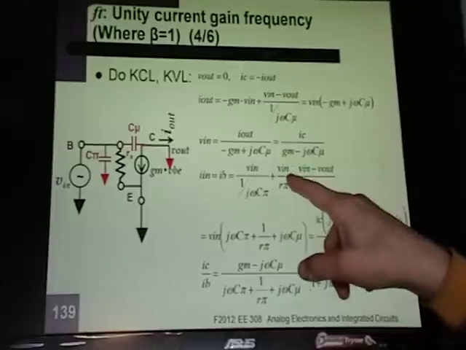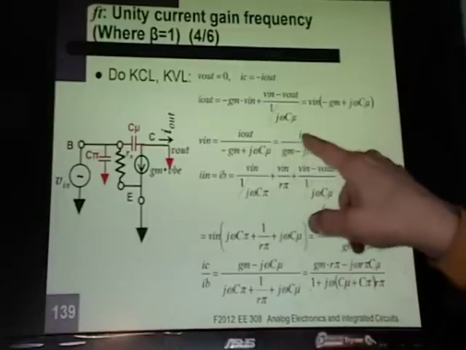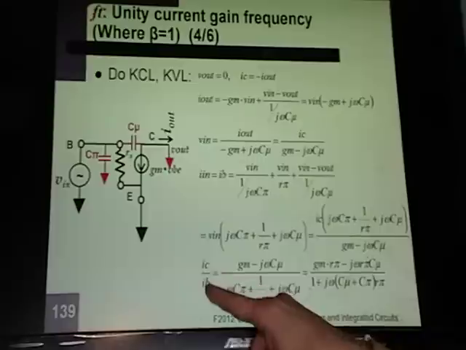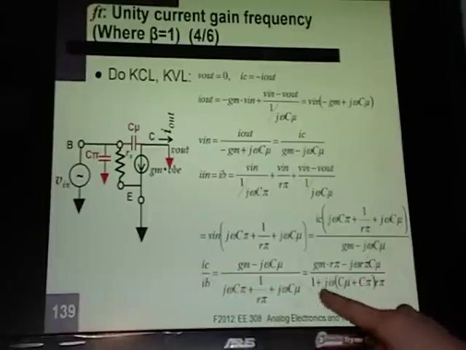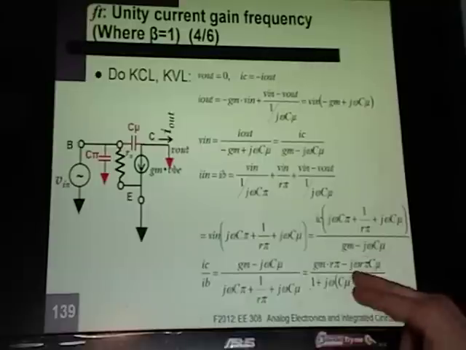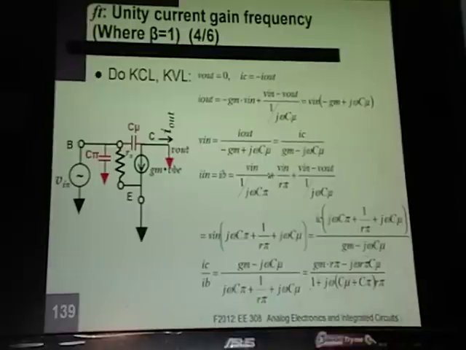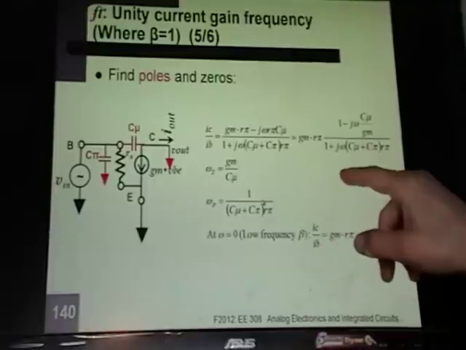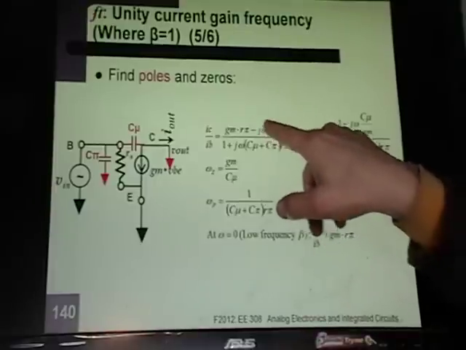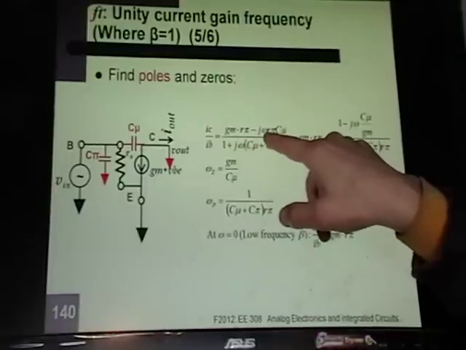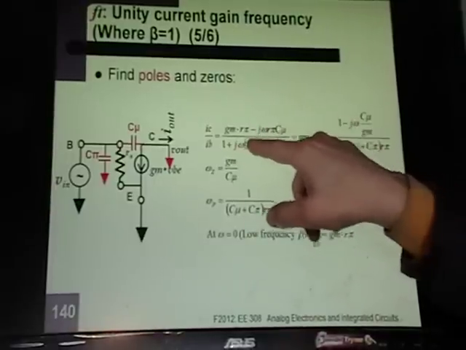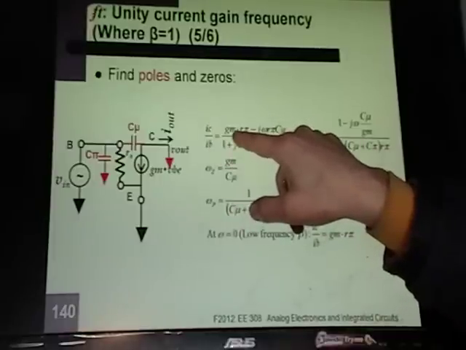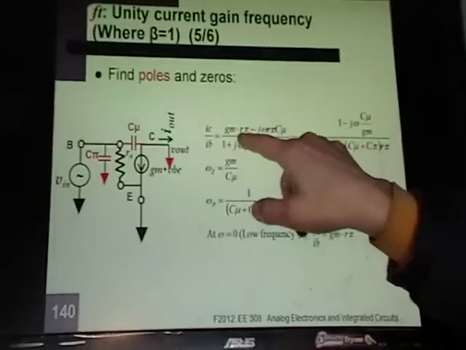Whenever there's a V in, you can replace that with this term and you get your IC. And you can go down and do the algebra and you get IC over IB equals this whole mess right here. Okay, I'll let you go through the algebra on your own. So here's that mess. If you put in 0 for omega, this term goes away and this term goes away. So IC over IB at low frequency is just GM times R pi.